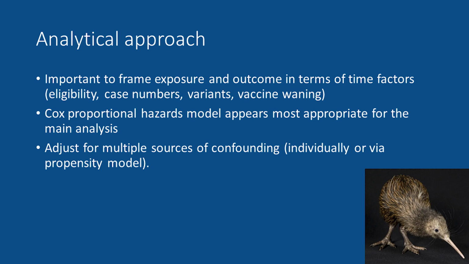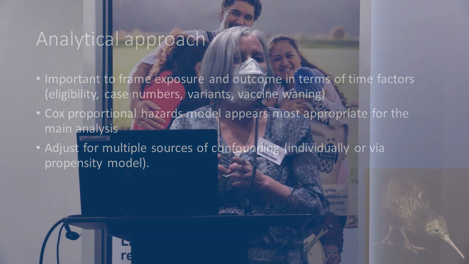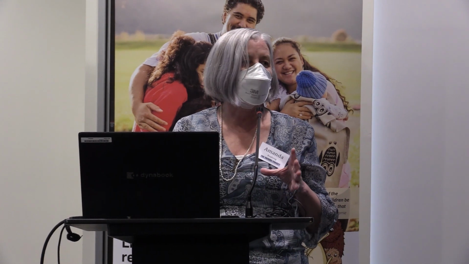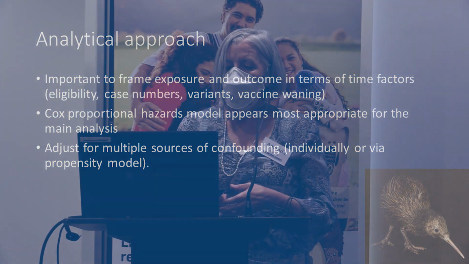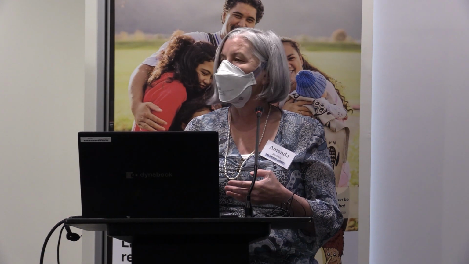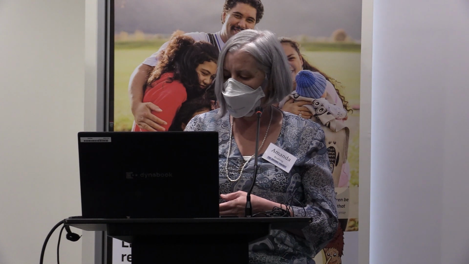So, very straightforward analytical approach. Important to think about the time factors because they vary over time. We've got eligibility, case numbers, variants, vaccine waning, all of those things change over time and we need to capture that. A Cox proportional hazard model seems to be the most appropriate for the main analysis, and that's been done very successfully outside New Zealand and in other VE studies. And of course, one of the things we will be thinking about very carefully is how to adjust for multiple sources of confounding, as I mentioned.